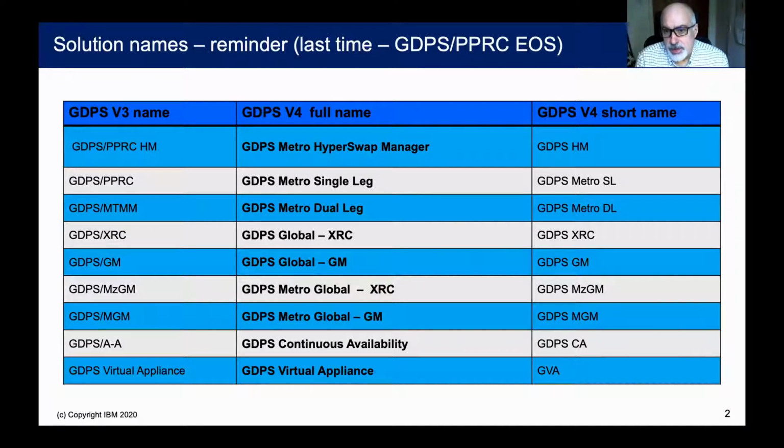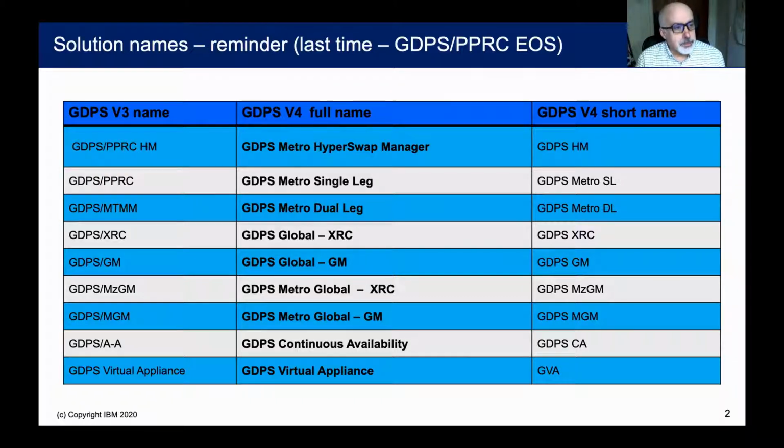We also rebranded GDPS Active to be Continuous Availability, because quite frankly, there was a lot of confusion between what is a Metro 2-site parallel sysplex that's active across 2 sites, which is called Active, and the GDPS Active solution, which was 2 sysplexes, which were both active. So we decided to rename to GDPS Continuous Availability in order to try and remove some of the confusion. Okay, so that's the naming.